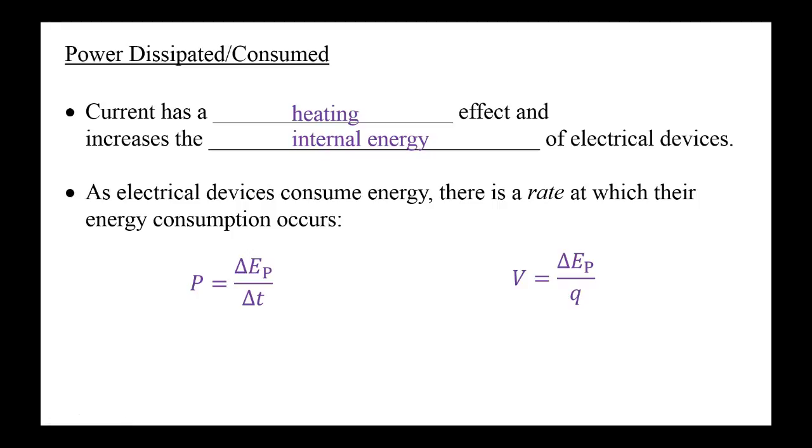Let's multiply both sides by Q. And now we can substitute in QV in the numerator. Does this look familiar? Well, Q over delta T, wait, that's the current. So power dissipated by a device is equal to the current through the device times the potential difference across the device.